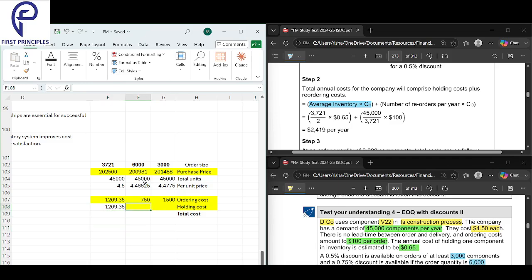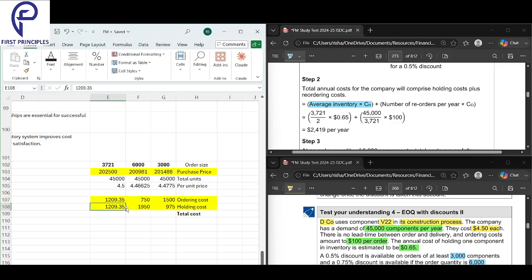Next, 6,000 divided by 2 into 0.65 is 1950. Last, 3,000 divided by 2 into 0.65 is 975. So we got all the costs here.